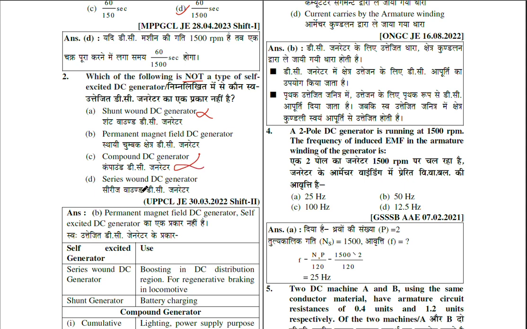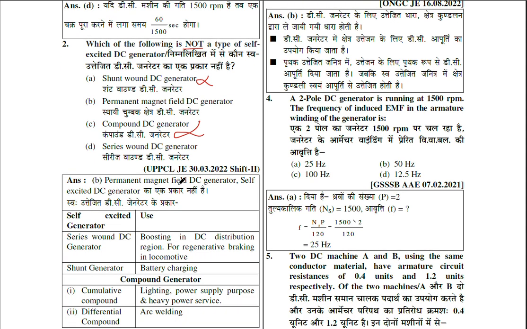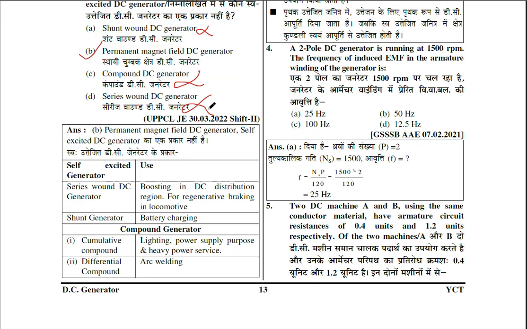Option D, the series wound DC generator, means the field winding is wound in series with the armature, so option D is also a wrong answer. So option B is the correct answer, that is the permanent magnet field DC generator. Here the magnetic flux is generated by using permanent magnets. So a permanent magnet DC generator is not a self-excited DC generator.